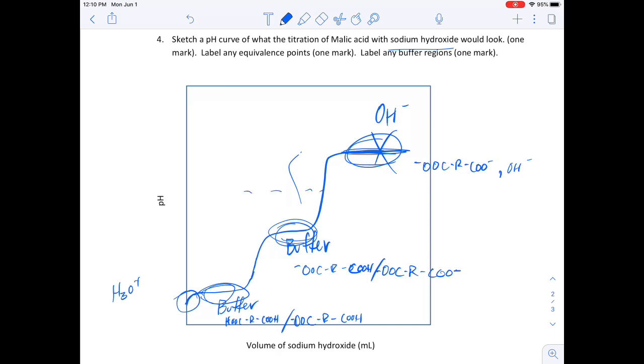We're going to have an equivalence point that's here, an equivalence point here, and this equivalence point should be greater than 7 because we had a weak acid and a strong base. Hopefully that helps make sense out of this sequence of questions.